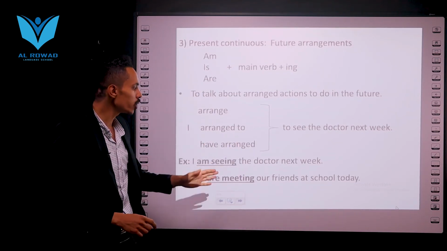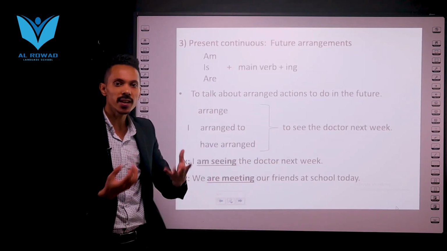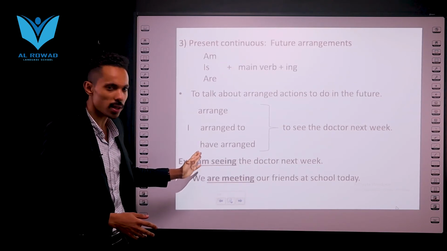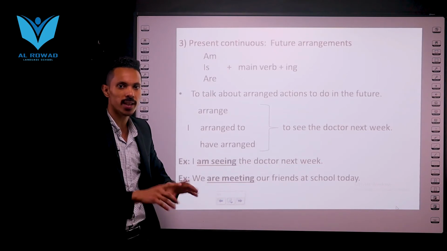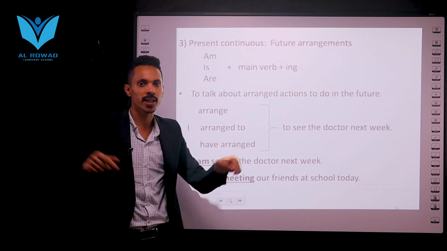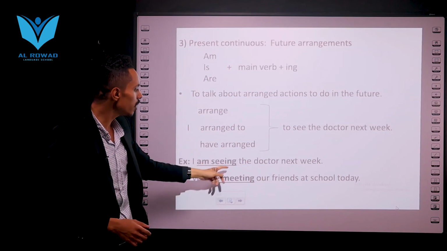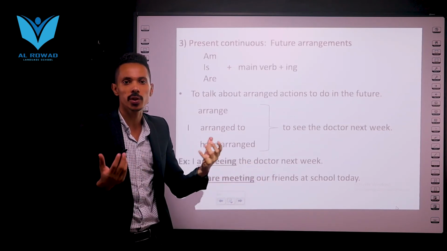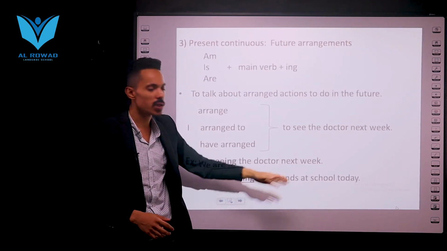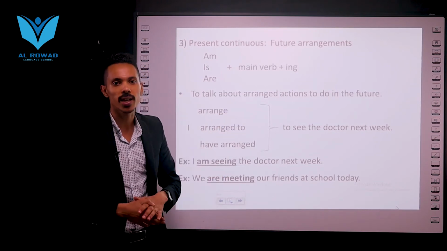Here, I will skip "arrange" or "have arranged to" and put this verb in the present continuous. I put before it am, is, or are, and after it ing, to make it a present continuous verb. But now it's not a present continuous verb happening now. No, it will happen in the future. So: I'm seeing the doctor next week. It's called future arrangements. We are meeting our friends at school today. So here it's also called future arrangements.